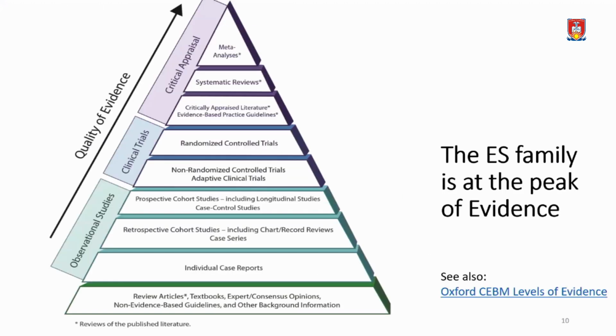So when we look at the evidence synthesis family, starting from this, it is called the evidence pyramid. It's a graphical representation of the power of evidence on a pyramid. So we have review articles right at the base of the pyramid, textbooks, expert opinions, and things like that. Of course, we have more of all these in terms of number, but they have the least power in terms of evidence.